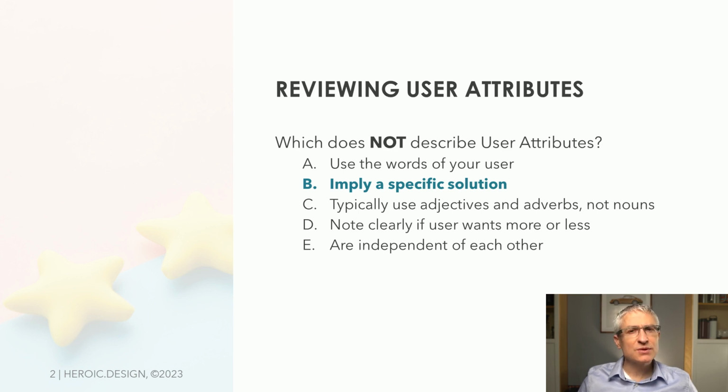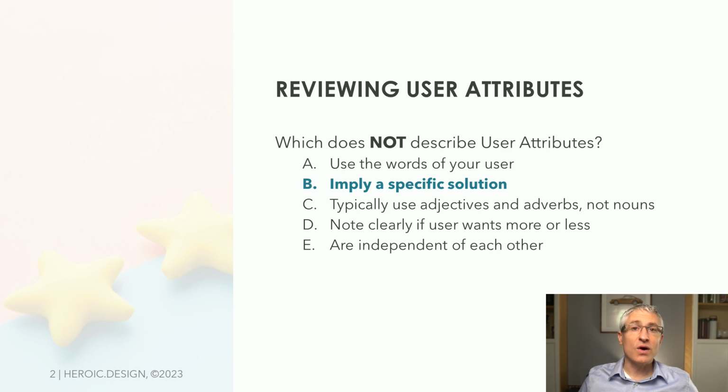With user attributes, we do want to use the words that our user speaks rather than our own words. We use more adjectives and adverbs, and we are clear about whether the user wants more or less of something, so it's obvious. If we just say size, we don't know if we want it to be large or small. And we do want them to be independent of each other, so we aren't double counting something.